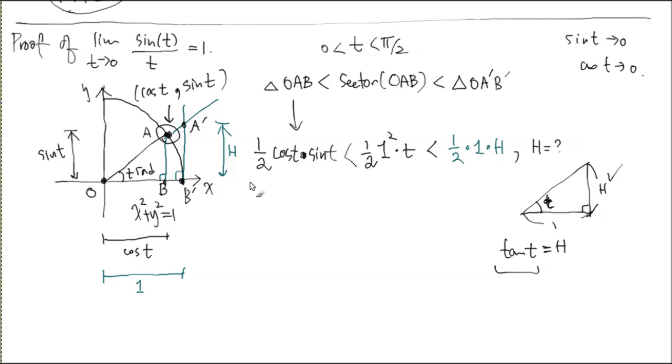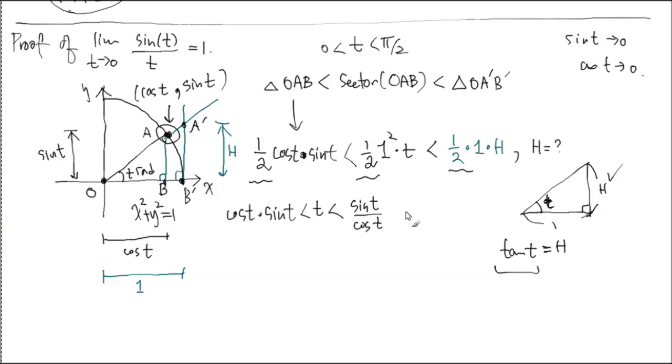You can see that the 1/2 and 1/2 cancel everywhere. So we have this inequality, cosine t is less than sine t divided by t, less than 1. And what is the tangent now? Tangent t. Since we have cosine and sine, I can write it like this: tangent t is a quotient of these two trigonometric functions. Correct? Okay, so this is an inequality they pulled out.